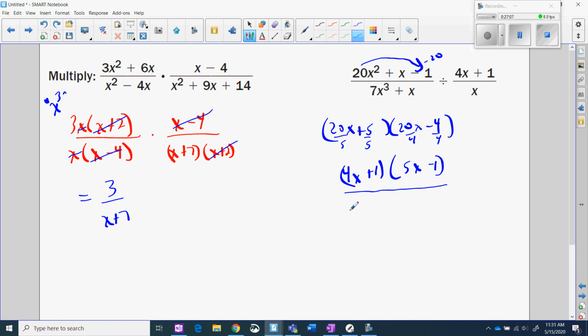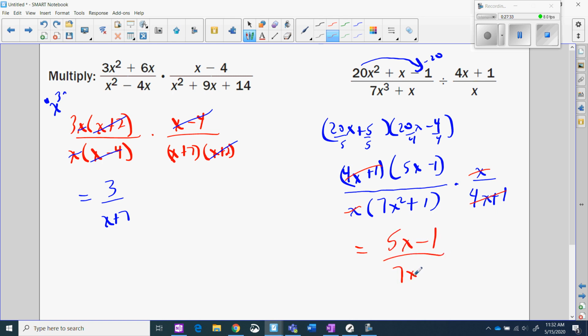PCF, take out x, you'll get 7x squared plus 1. This doesn't factor. Change divide to multiply. Take the reciprocal. All right, cancel common factors. This gets rid of this. This is a factor x. This is a factor x. They're gone. Everything else does not reduce any further. I'm now at this fraction.